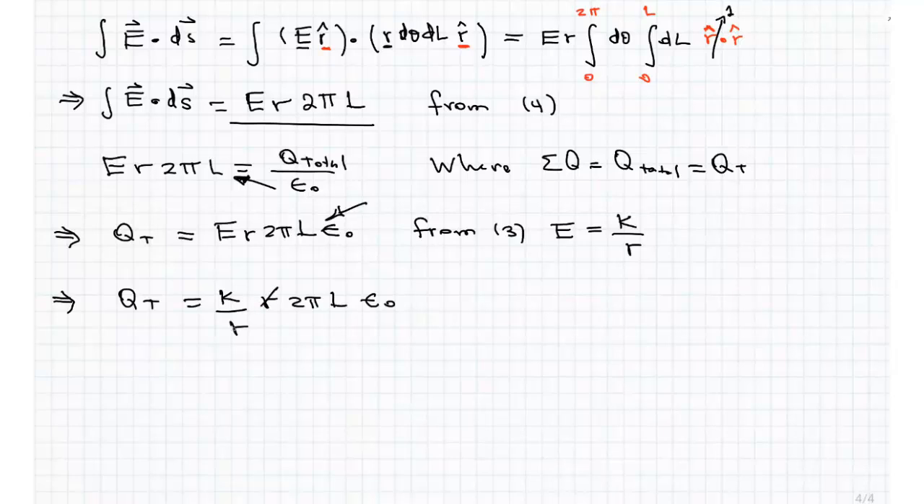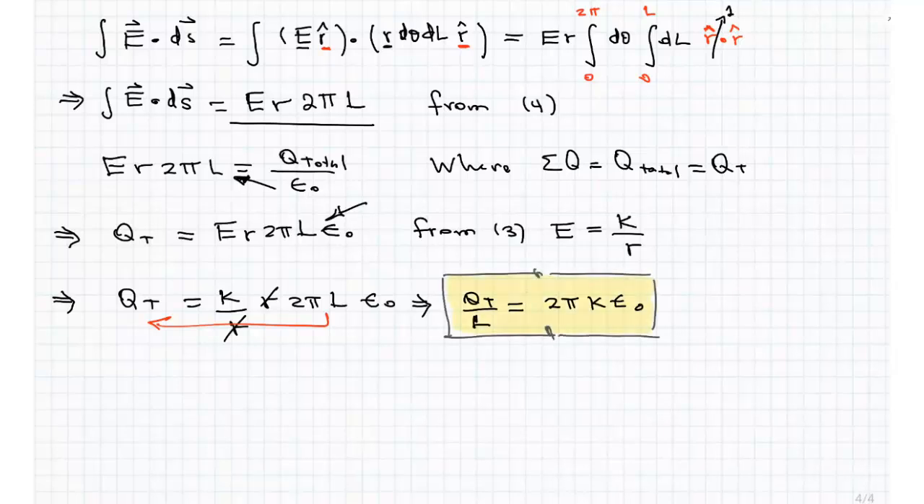These two r's cancel each other, and I send this L, which is multiplying on this side of the equation, to divide on the other side. Doing that, I will have Q total divided by L equal to 2 pi K epsilon 0. And this is the charge per unit length of the wire.